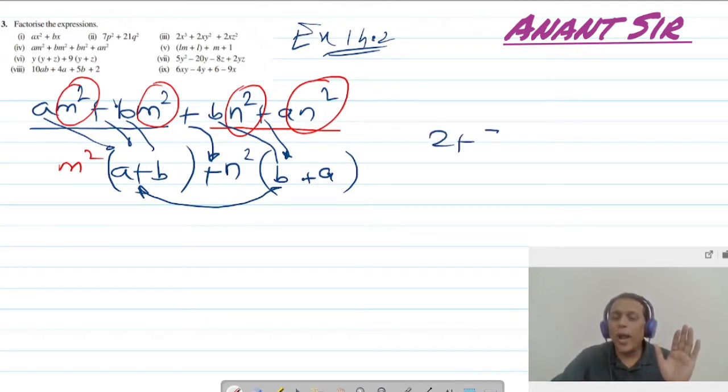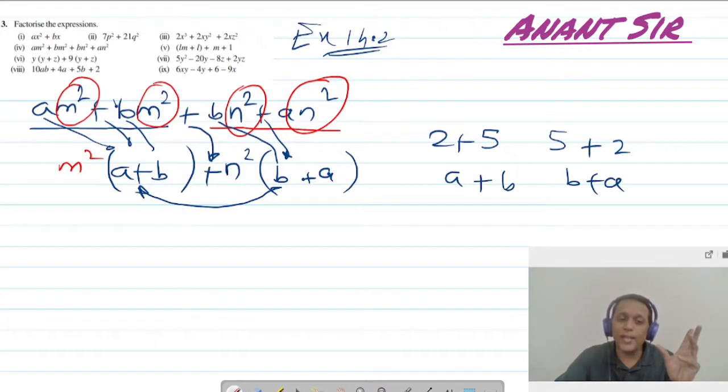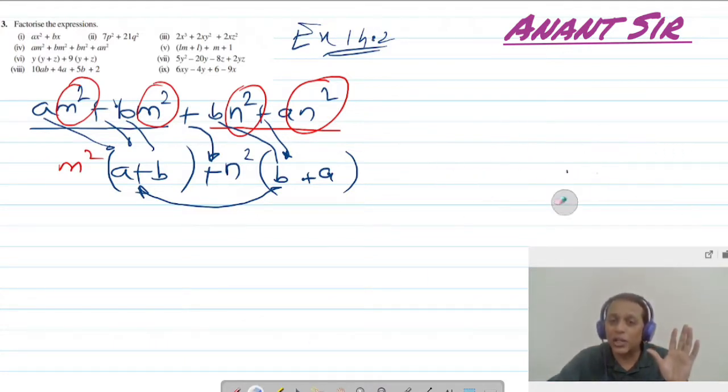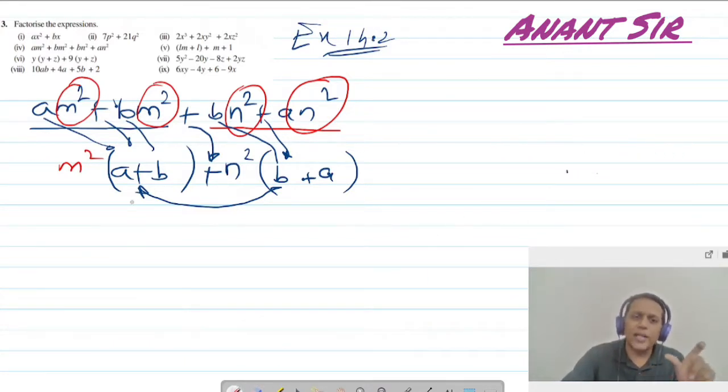That is, if you add 2 plus 5, it is the same as 5 plus 2. That is, a plus b is the same as b plus a. This is called the commutative property of addition. So these two brackets are the same.